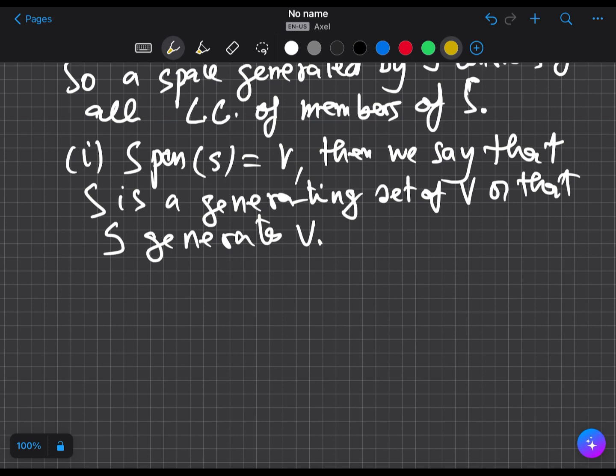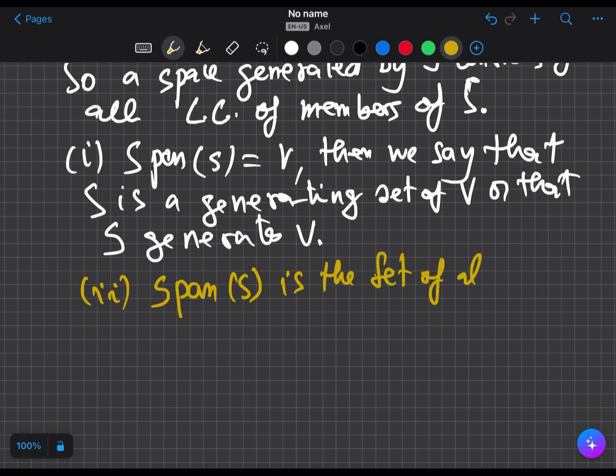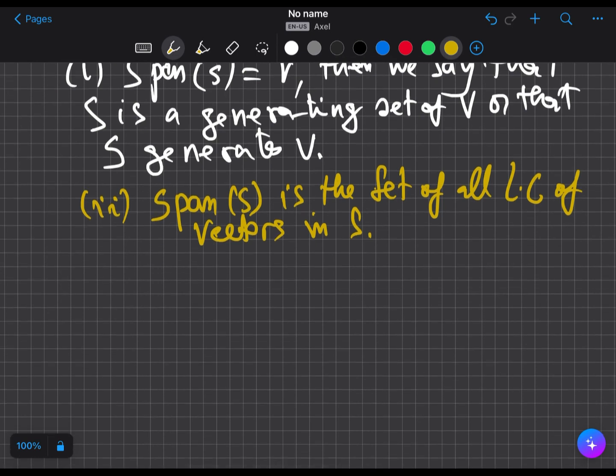You must therefore understand that the span of S is the set of all linear combinations of vectors in S, and we already covered the notion of linear combination. Now, let's try to understand what we are saying by solving a practical example.